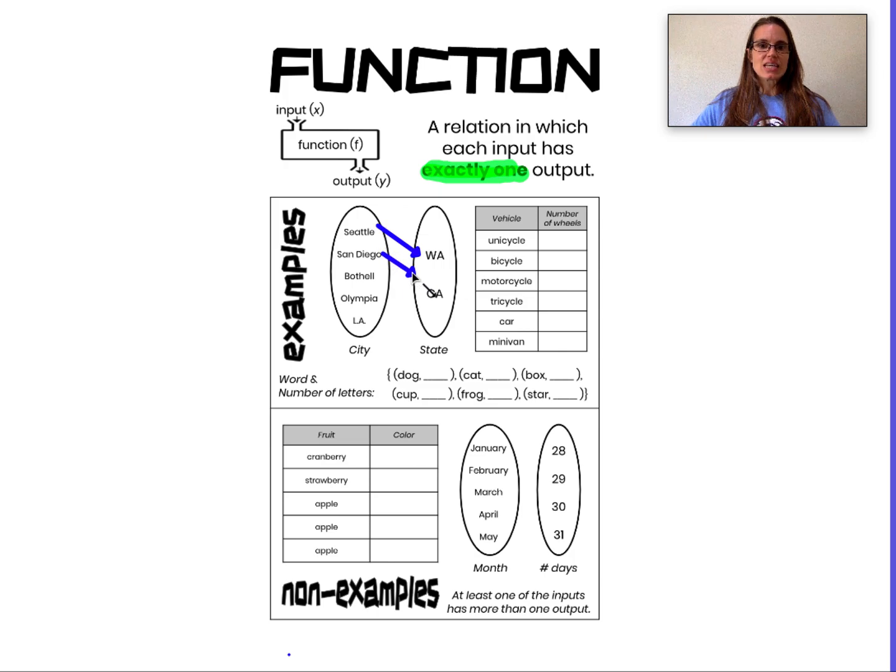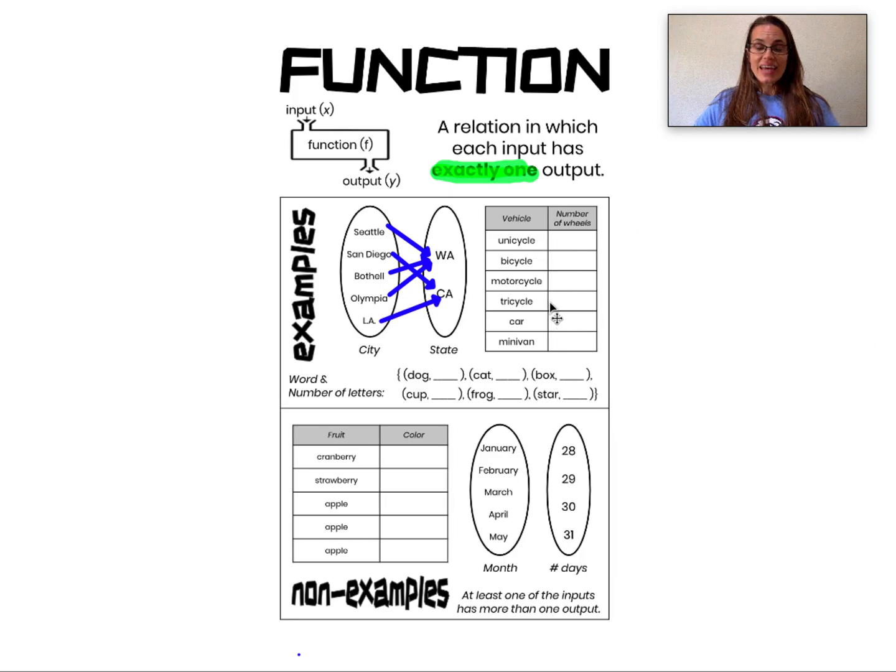Given an input of San Diego, the output of my what state is this city in function machine is always California. Given an input of Bothell, my output is Washington. Olympia, my output is Washington. LA, as an input of the city, gives me an output of a state of California.